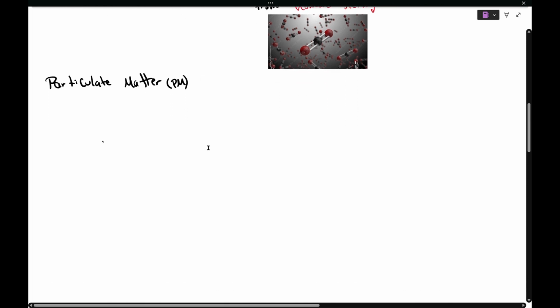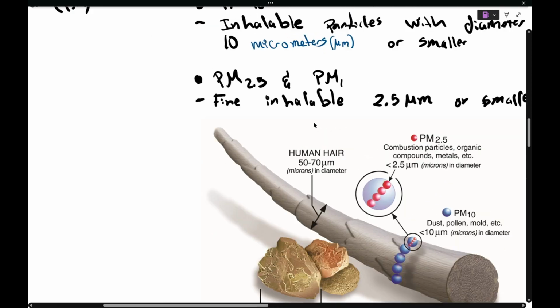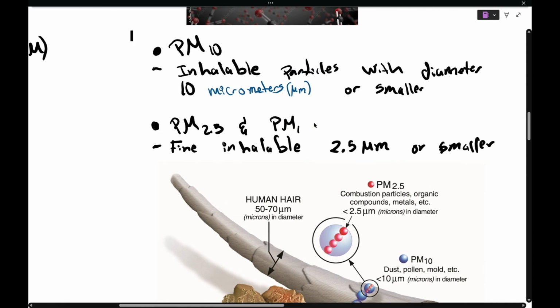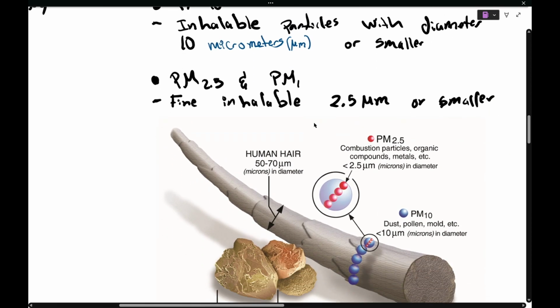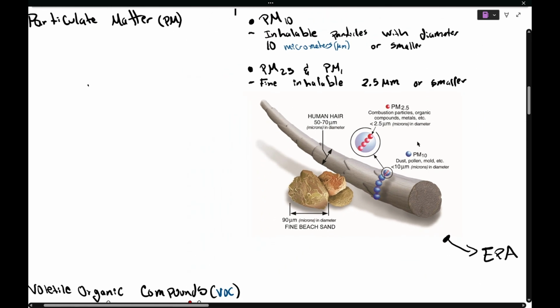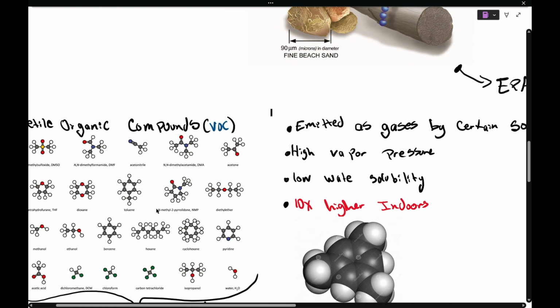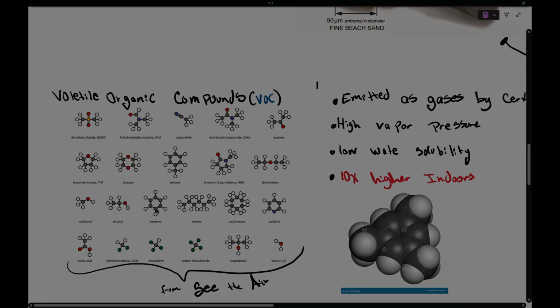Particulate matter is categorized into the size of the particles. PM10 are inhalable particles that are very small, measuring around 10 micrometers. PM2.5 is even smaller, measuring 2.5 micrometers. Finally, VOCs. They have high vapor pressure and low water solubility, meaning chemicals easily dissolve in them. They are also up to 10 times higher in concentration in indoor settings.